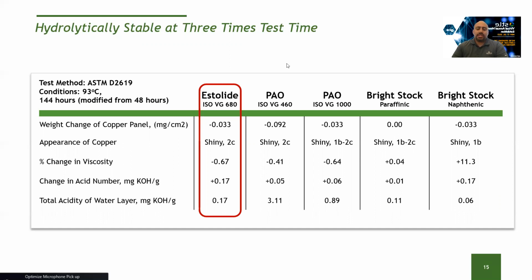What we saw was a very small change in acid number. It was very comparable to some of the PAOs and the bright stocks. So this just really indicates that estolides are, in fact, a class of esters that are hydrolytically stable.